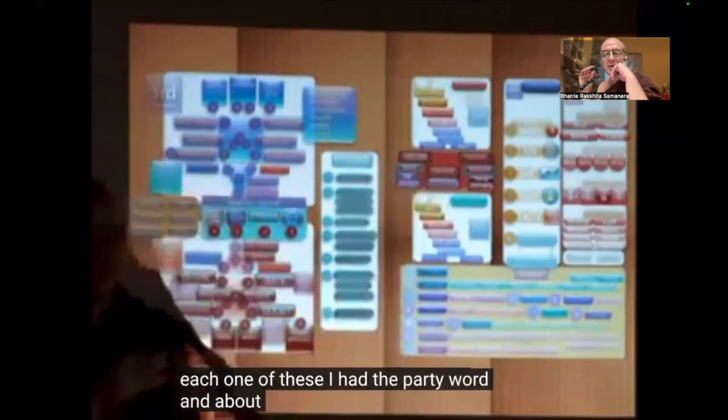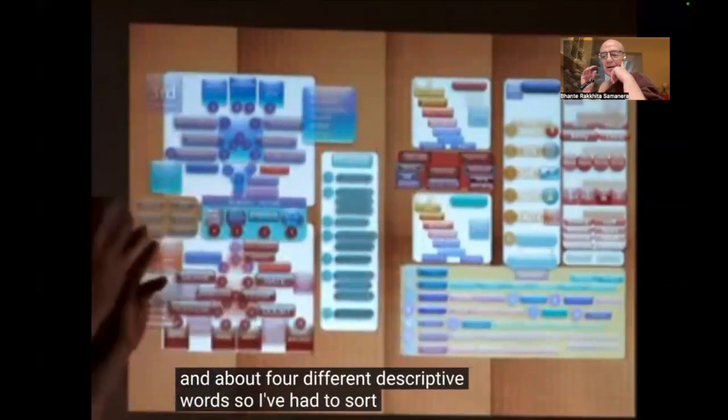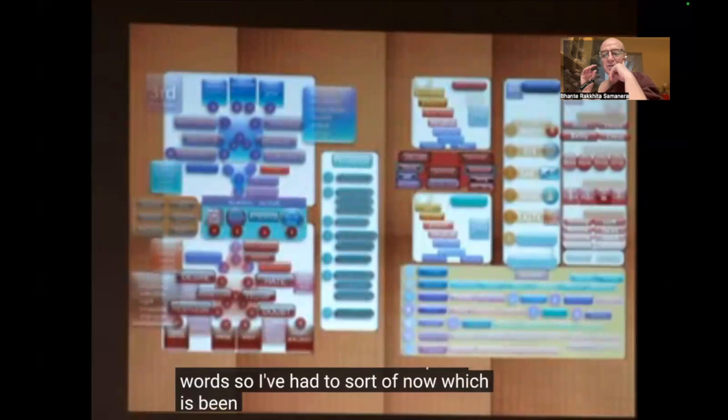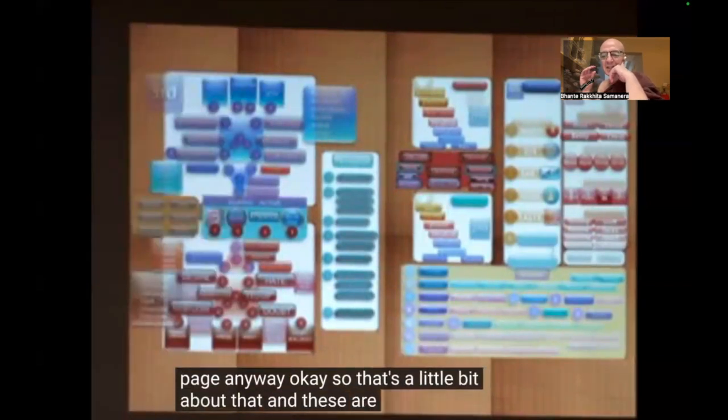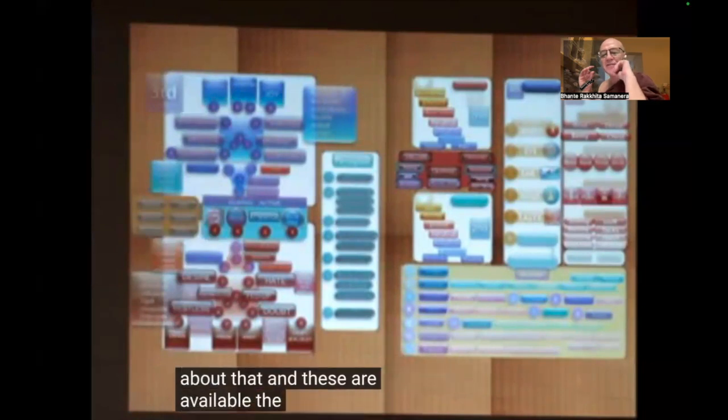I originally wrote this, but each one of these has the Pali word and about 4 descriptive words, so I've had to squish them down, which is hard enough to get all on one page anyway. So there's a little bit about that, and these are available.